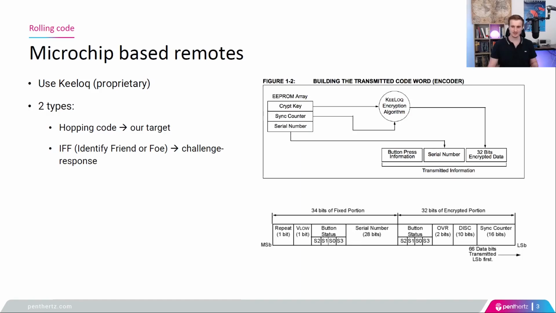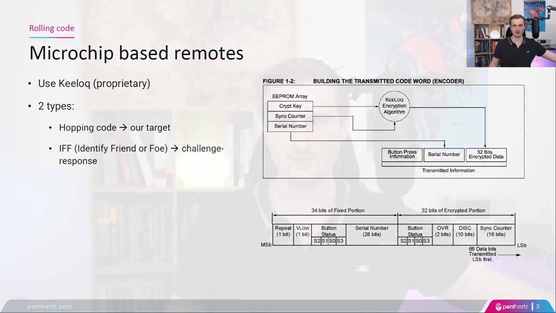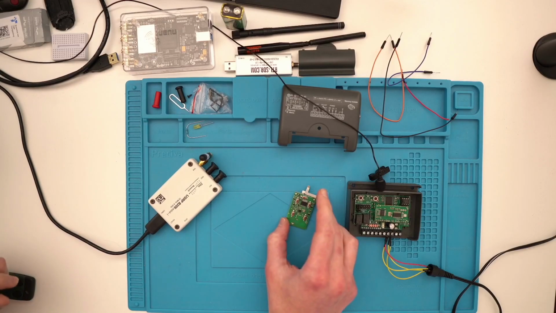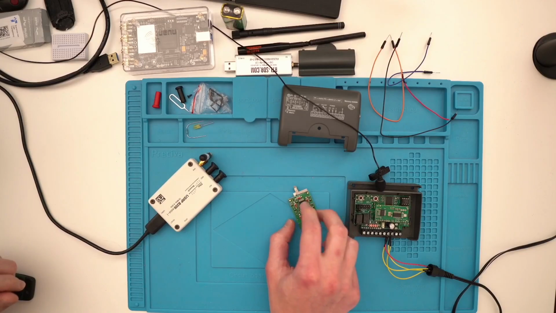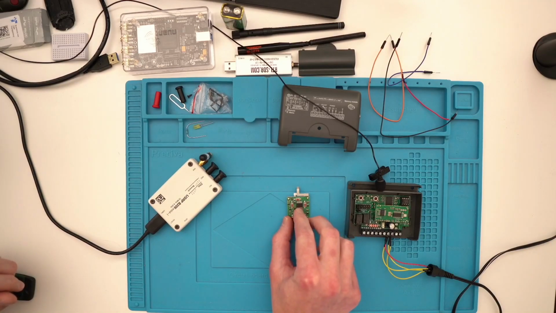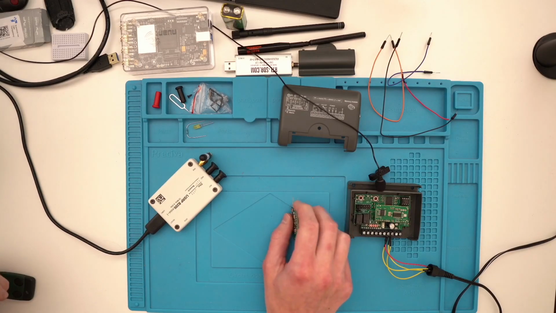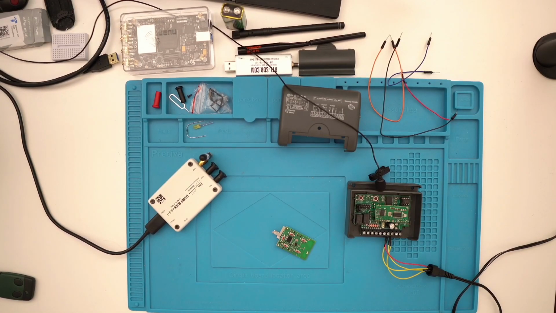Also, if you're not sure which type of chip you have, you can dismount your remote and look at the microcontroller. It has a small M that looks like the logo of Microchip. So you just need to do that.